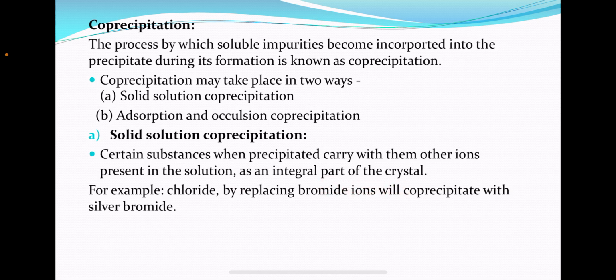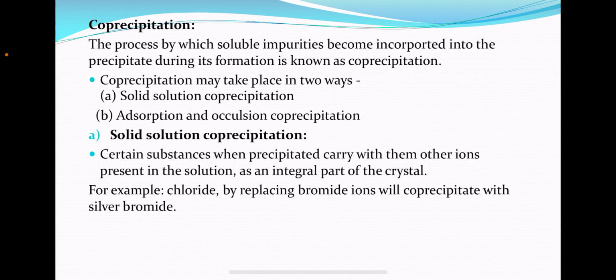Okay, so this is quite common when the ions which are formed as a precipitate, so if they are cations, definitely they will attract anions, and while forming a crystal, they will carry those anions along with them, and those anions also will be a part of the crystal which has been formed. Okay, so in that particular crystal, there will be an impurity.